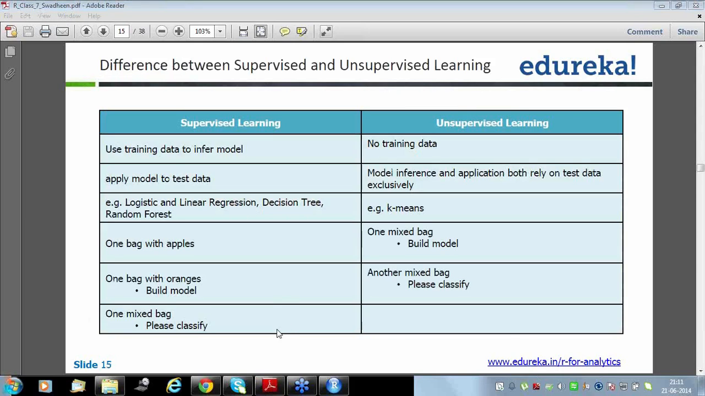So that's a very good distinction between supervised and unsupervised. It uses training data, no training data, apply model to test data. Model inference and application both rely on test data exclusively. Logistic, linear, decision tree, random forest are supervised methods. What is decision, random, logistic, linear? We'll discuss later. Unsupervised: k-means clustering is an unsupervised method. How it is unsupervised, I will tell you. Supervised learning example is one bag with apples, one mixed bag, and it has to build the model like the recent example, right?